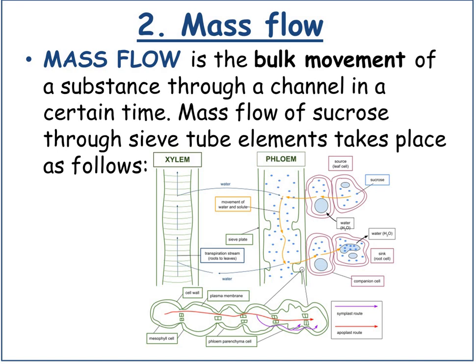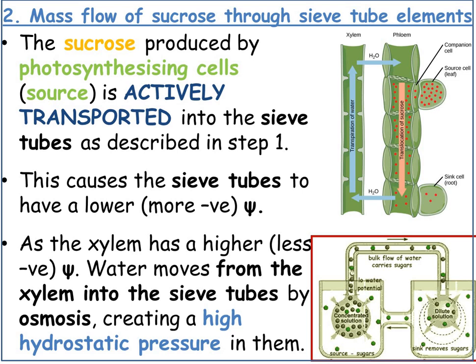The second stage is mass flow. So mass flow is the bulk movement of a substance through a channel in a certain time. And the mass flow of sucrose through sieve tube elements takes place as follows. So the sucrose produced by the photosynthesising cells, or the source, is actively transported into the sieve tubes as described in step 1, and this causes the sieve tubes to have a lower or more negative water potential. And as the xylem has a higher or less negative water potential, water moves from the xylem into the sieve tubes by osmosis, creating a high hydrostatic pressure in them.